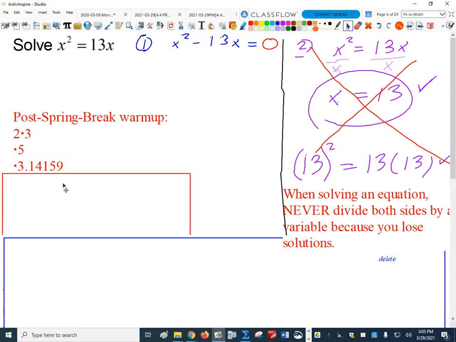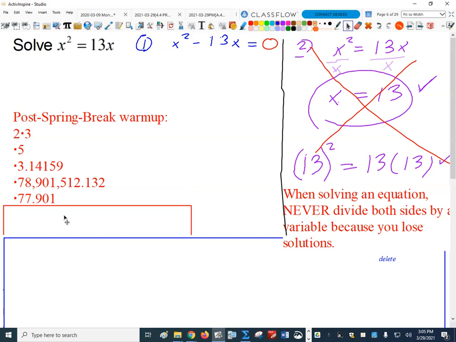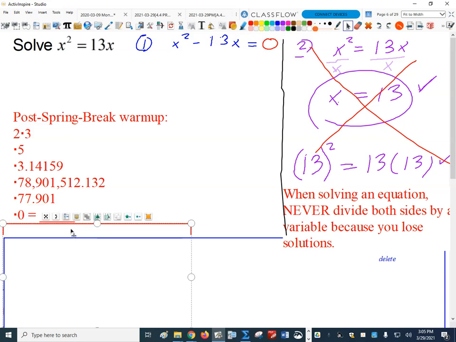Go ahead and multiply by 3.14159. Okay, now hurry. Come on, you got this. Hurry. Okay, I guess that's probably enough time. Now multiply that one by 78,901,512.132. Okay, you got this. Kelly, you got this, right? No problem. Multiply by 77.901. Everybody should be fine. Multiply by 0. And let's see how good you were. Everybody get the right answer?